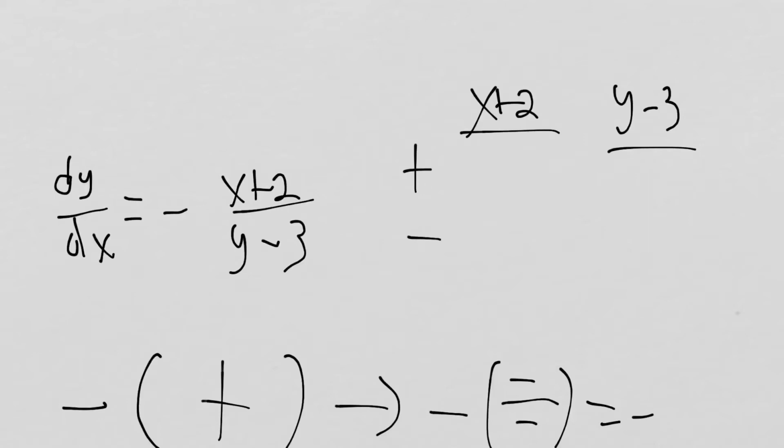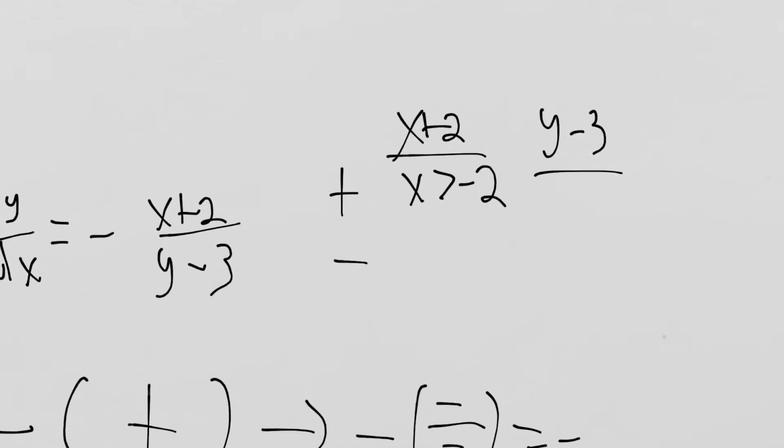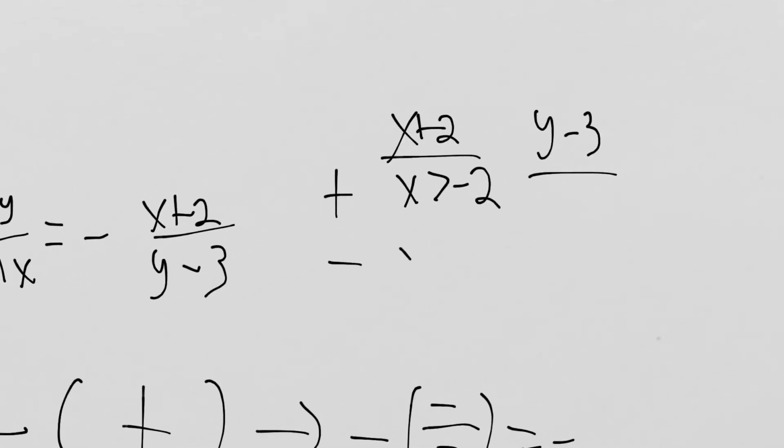So x + 2 is going to be positive when x is greater than negative 2, right? Because if I plug in negative 2, I get 0. If I plug in numbers smaller than negative 2, I'm going to get a negative, bigger than negative 2, positive. So x less than negative 2 is going to produce a negative. For y, it has to be greater than 3 for a positive and less than 3 for a negative.